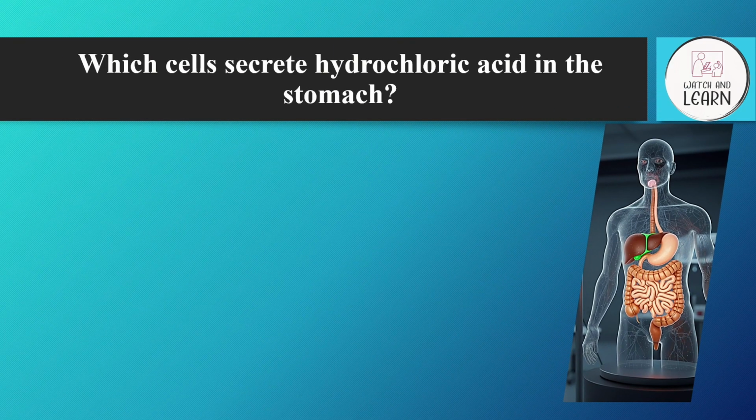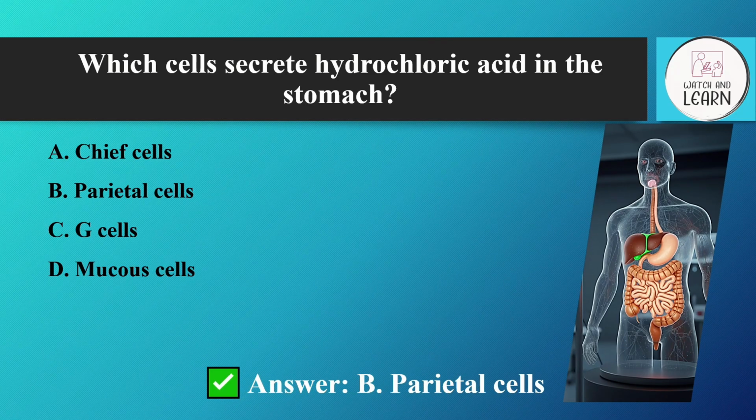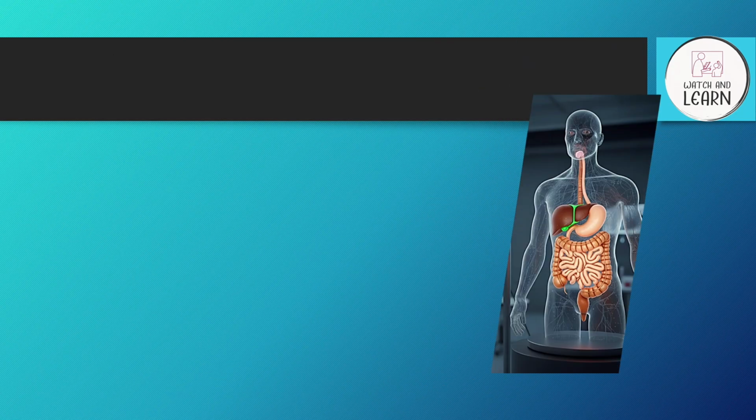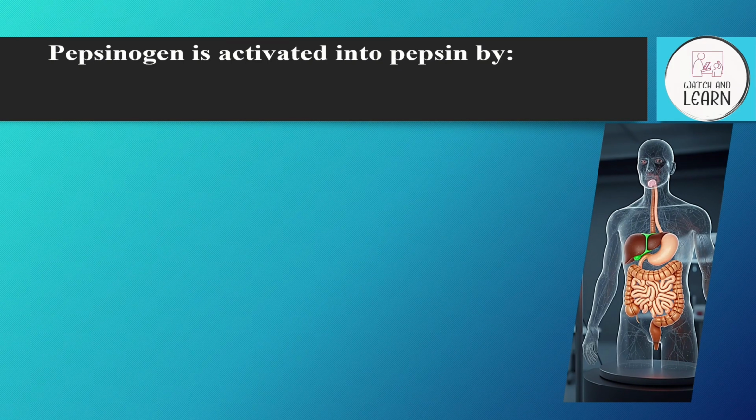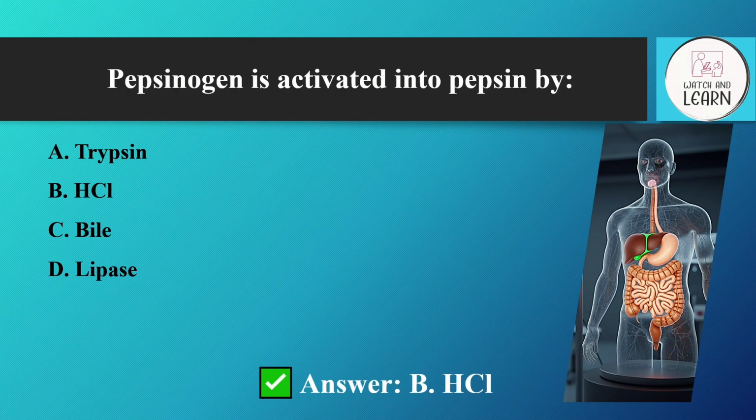Which cell secretes HCl or hydrochloric acid in the stomach? These are the options, and the right answer is answer B, parietal cells. Pepsinogen is activated into pepsin by, these are the options, and the right answer is answer B, HCl.